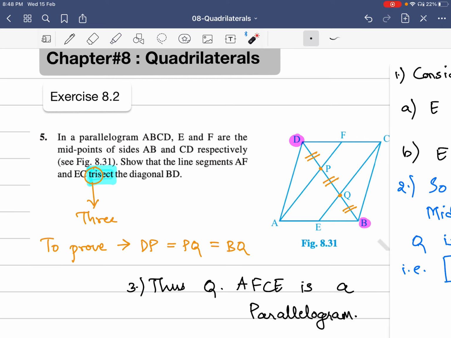So to quickly revise, the way we approached this problem was, first, we proved that this quadrilateral is a parallelogram. Once we got that, we focused on this triangle, where this line is parallel to this. Then we focused on this triangle, where this line is parallel to this. All we tried to prove is that P is the midpoint of this and Q is the midpoint of BP. Once you prove that, this statement follows from it.